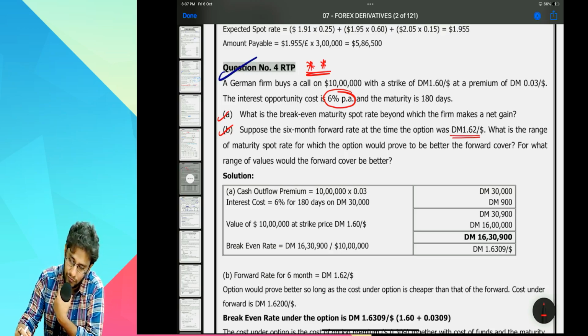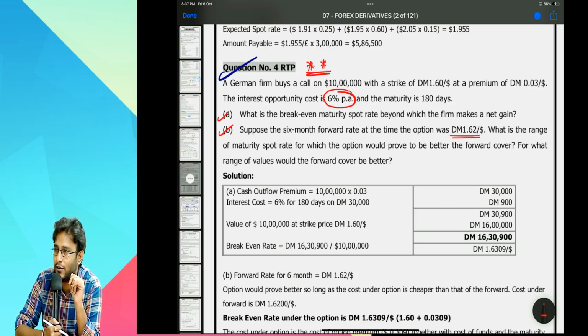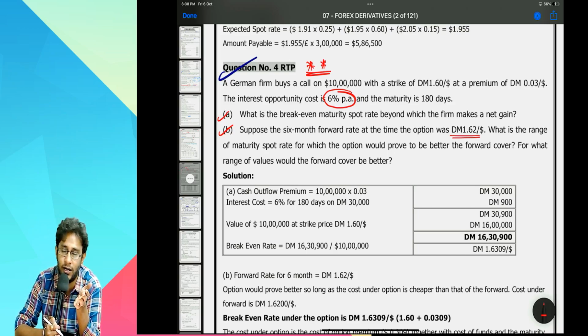What is the range of maturity spot rate for which option would prove to be better than forward cover? For what range of values would forward cover be better? Sir, what happened, sir? Look at this. If you enter into a forward contract, your outflow is fixed or not? Each dollar you will be able to buy at what rate? 1.62 DM. Fixed. In that there is no change. Correct? Leave. Come to option hedging. If you do option hedging, your ultimate outflow on the maturity date will depend on whether the option is getting exercised or not getting exercised. Clarity is there?